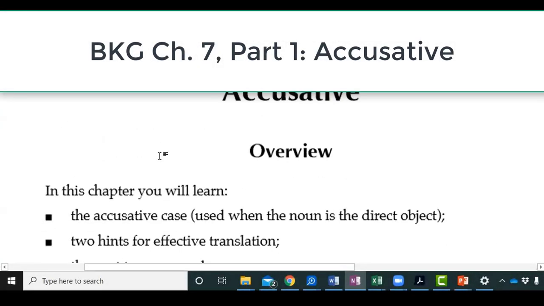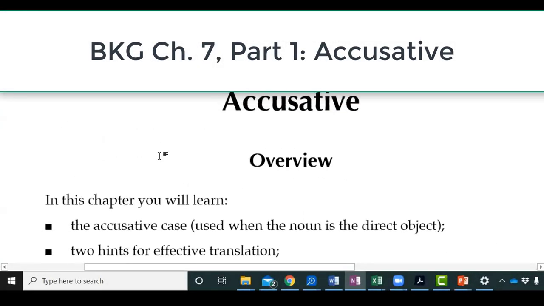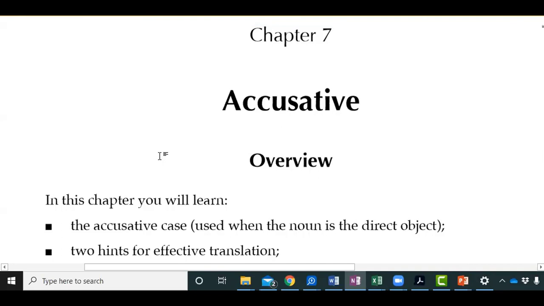Okay, so in chapter 7, we learn about the accusative case. The accusative case. We don't have an accusative case in English. And when you hear the word accusative, you might think of accusations and things like that, and it has nothing to do with this. The accusative case is used in Greek, though, most frequently for the direct object function.